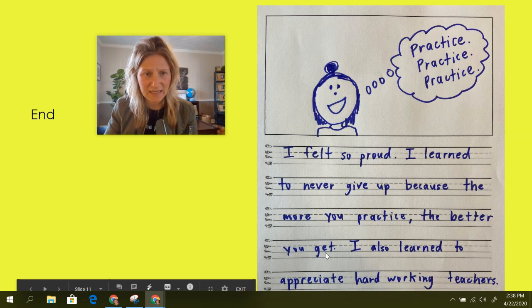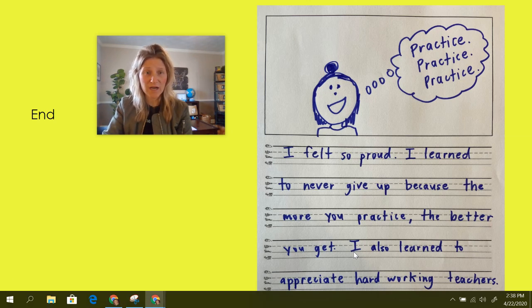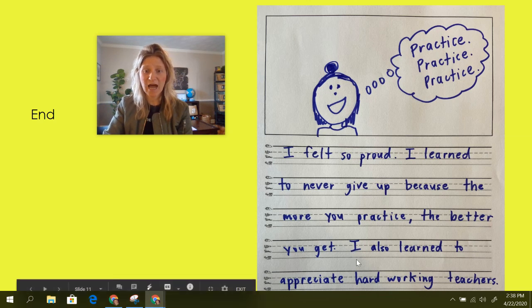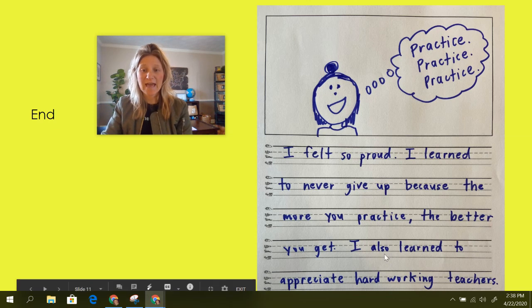Then when I was writing that sentence, I thought about what I also learned. Sometimes stories can teach you more than one lesson. Sometimes they don't, but sometimes you do. In this story, I also learned to appreciate hardworking teachers because my teacher was the person that helped me do a handstand. So I added the word also and learned.